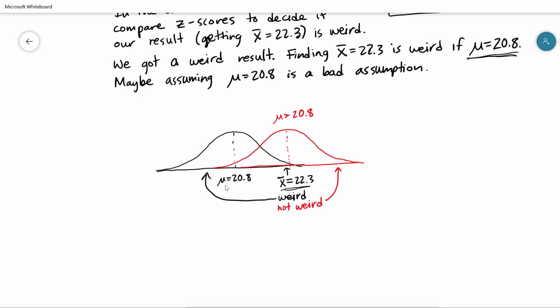So we get a weird result assuming that mu equals 20.8, and maybe we get a not weird result if we assume that mu is in fact greater than 20.8, and we can slide this whole curve over, and now our result is right near the middle. That is the idea. This is not a weird result. That's our alternate hypothesis. Let's go with that one instead.